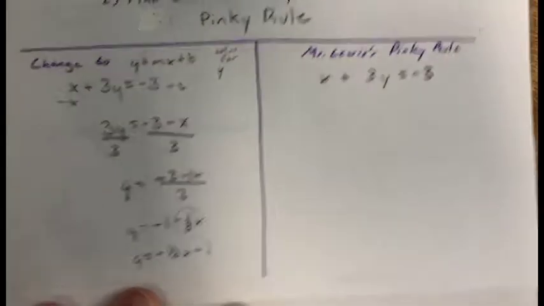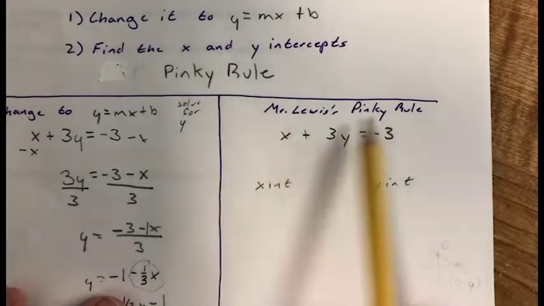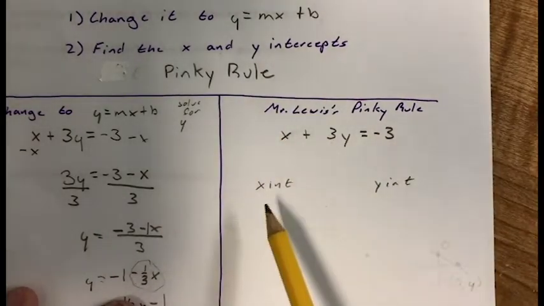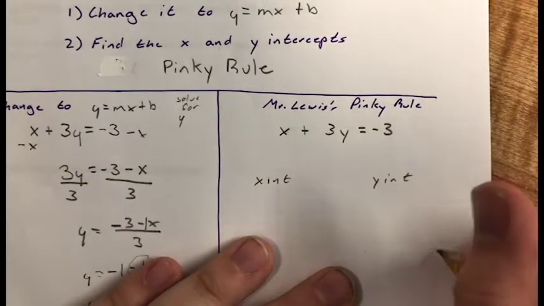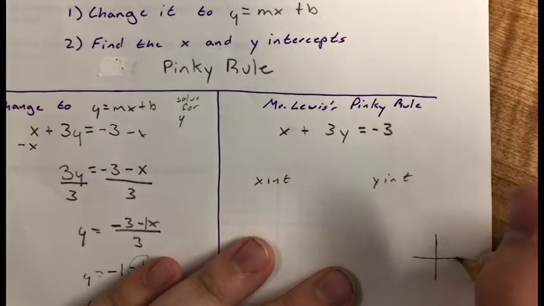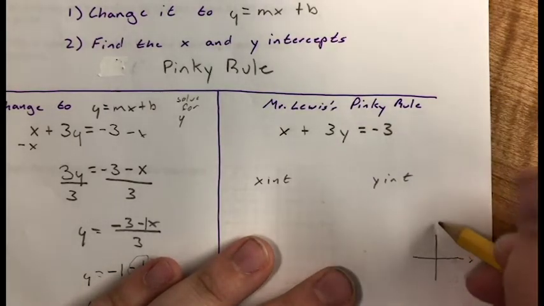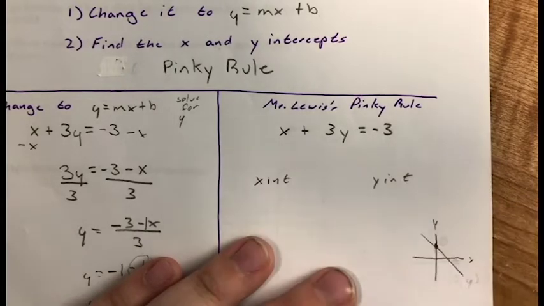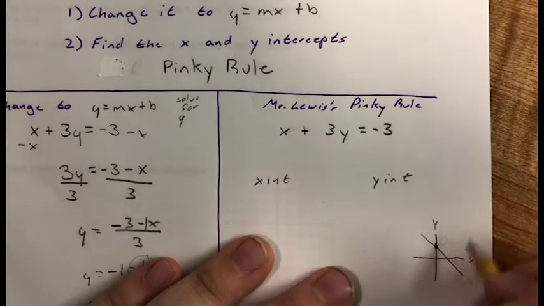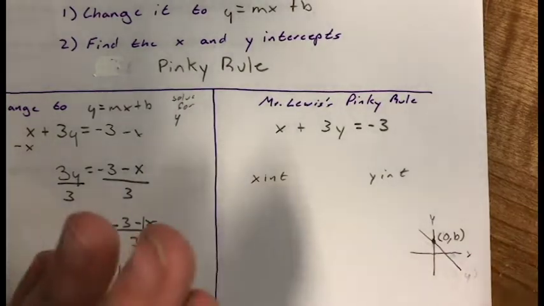I'm going to do an example here probably soon. So now, for us to do the Mr. Lewis pinky rule, our job is to actually find the x-intercept and the y-intercept. And if we draw a little graph just to show what this is talking about, here's my x-axis, here's my y-axis, and I have a line. Well, right here is my y-intercept. And my y-intercept is when x is 0 and y is some number. It doesn't really matter what number it is, it's just a number.